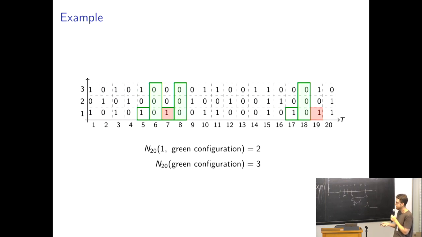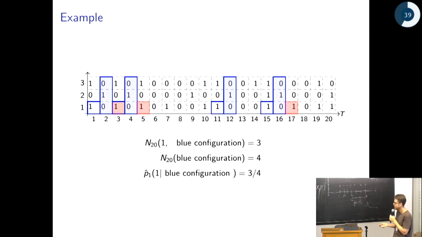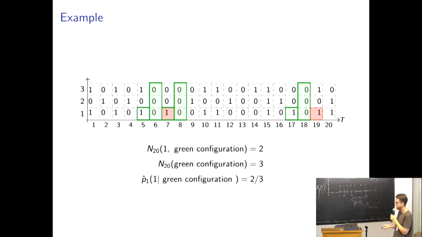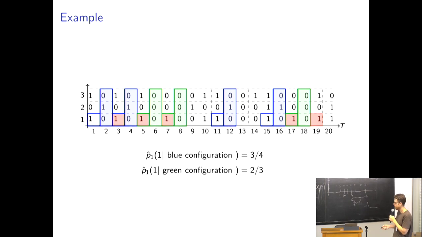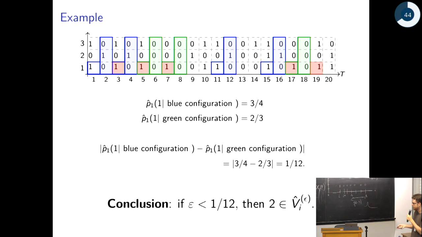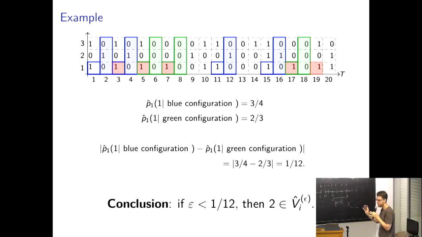I can repeat the same process for a different configuration. Recall, here we had a 1 in neuron 1, and here we have a 0 in neuron 2. I can repeat the procedure to estimate that the p hat is equal to 2 over 3, let's say, okay? So this is the picture together, and then at the end, in this case, I can compute the difference, and the difference is equal to 1 over 12. And if my parameter epsilon is indeed less than 1 over 12, I would say, according to my test, that 2 belongs to the estimated graph, okay? So this is essentially the procedure.